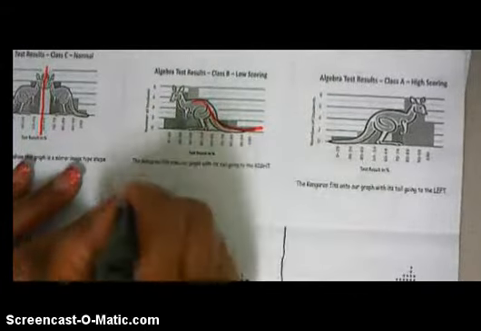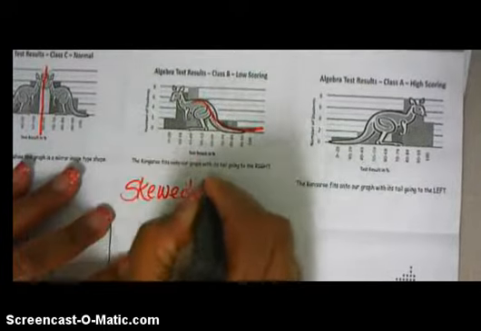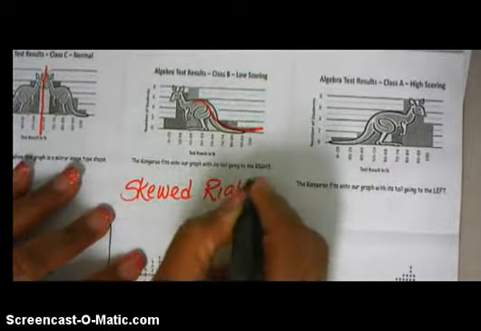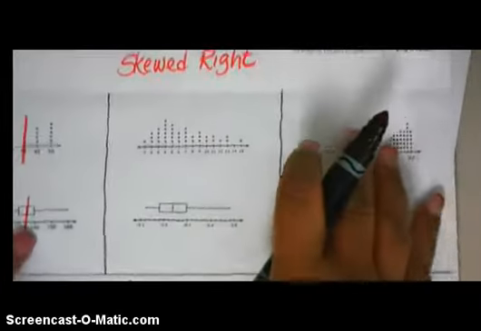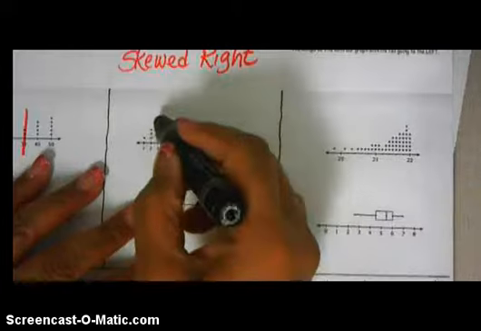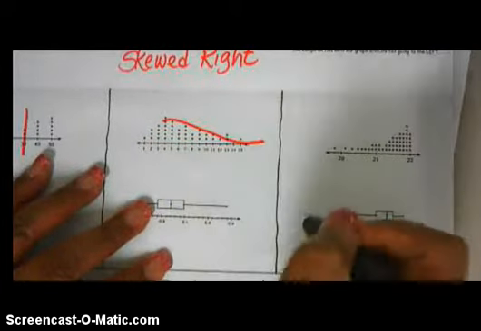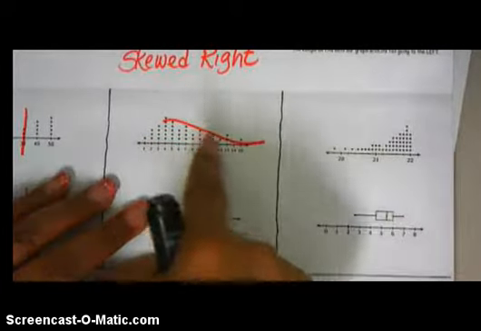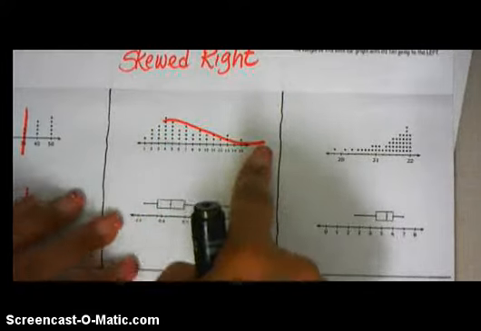The language of your test is going to use those words, skewed right. So you want to make sure you understand that if it's skewed right, the tail is being pulled to the right. So let's take a look at the examples. I have a dot plot here. If I take my pen and I follow the line of the dot plot, you're going to see the tail of the kangaroo. This shows you that the data is being pulled to the right, therefore skewed right.